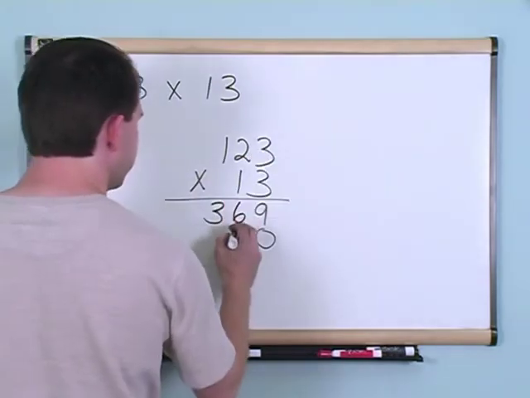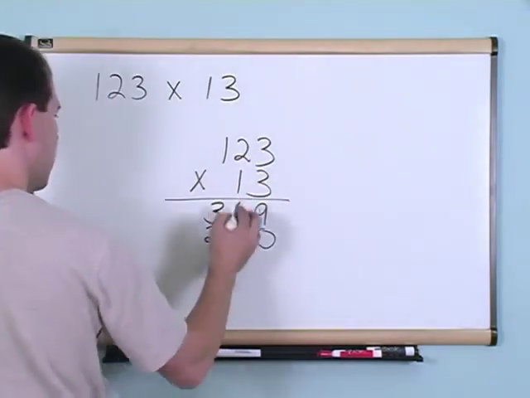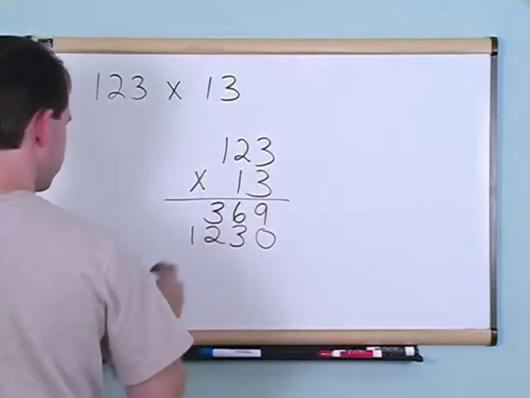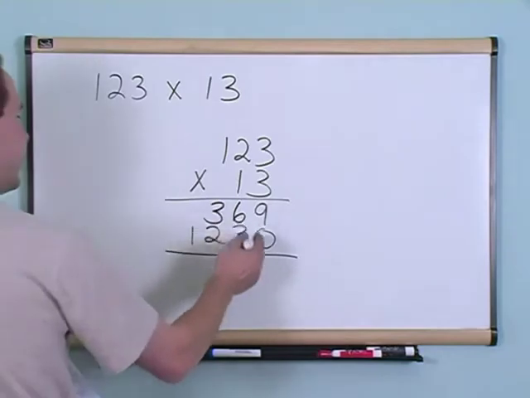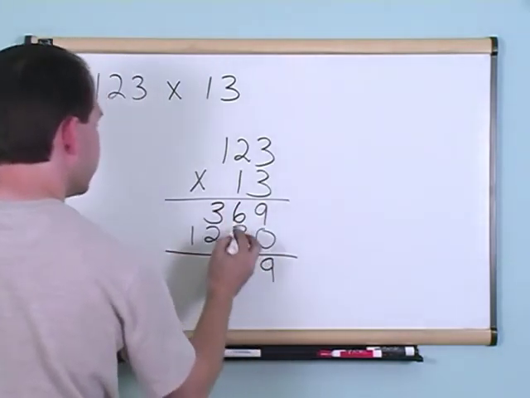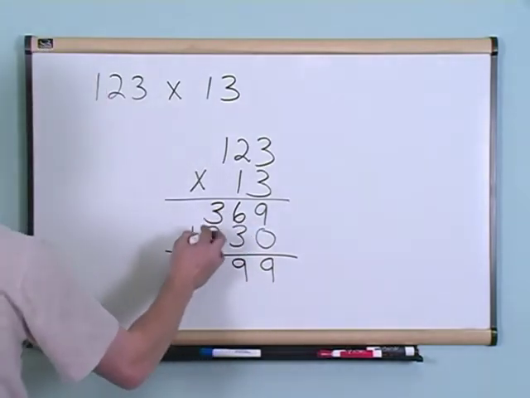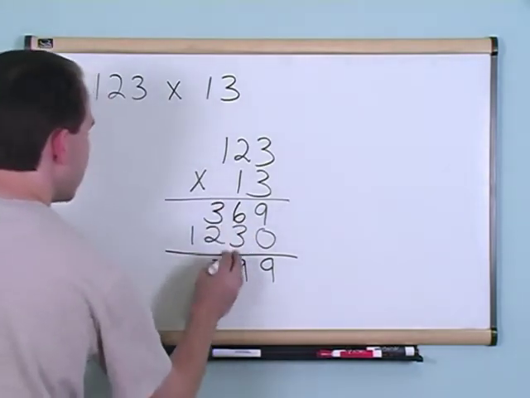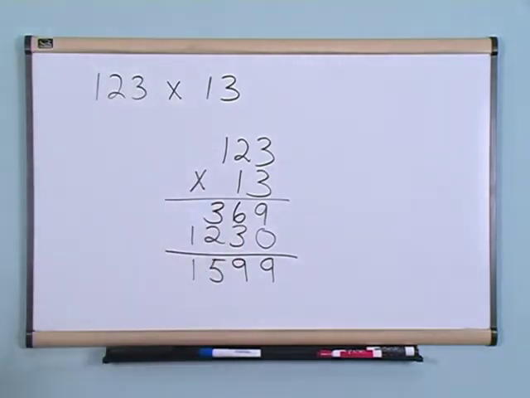1 times 3 gives me 3. 1 times 2 gives us 2. 1 times 1 gives us 1. Easy enough. Now we just add these two giant numbers together. 9 plus 0 gives us 9. 6 plus 3 gives us 9. 3 plus 2 gives us 5. And 1 plus 0 gives you 1. 1,599.